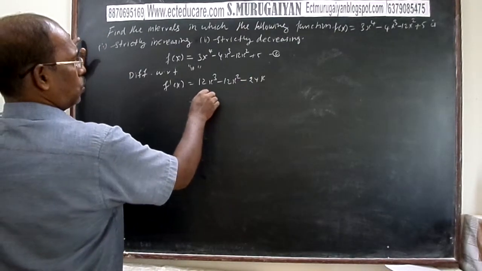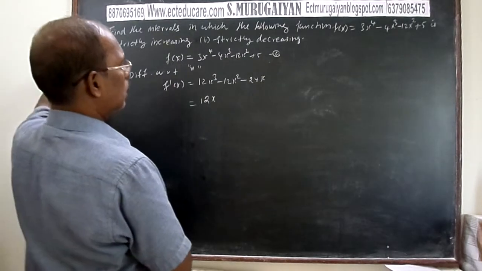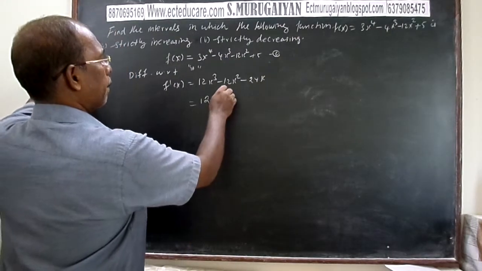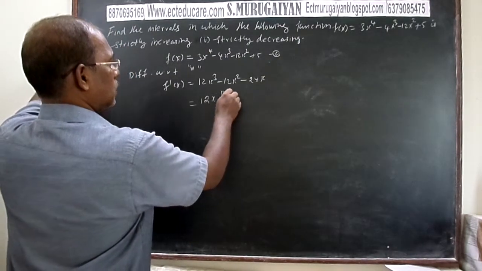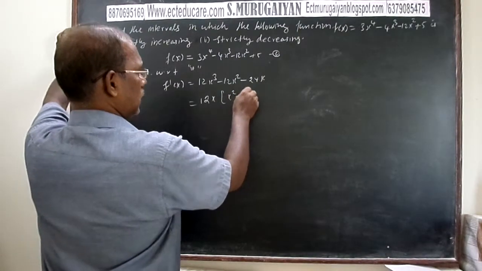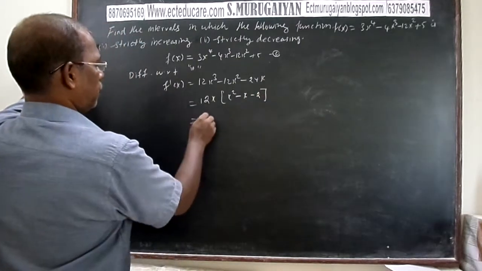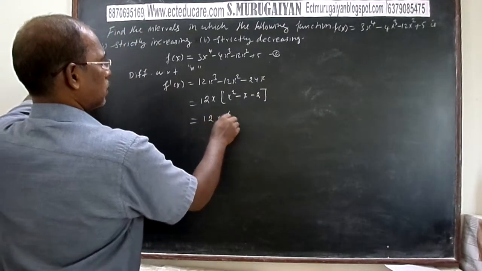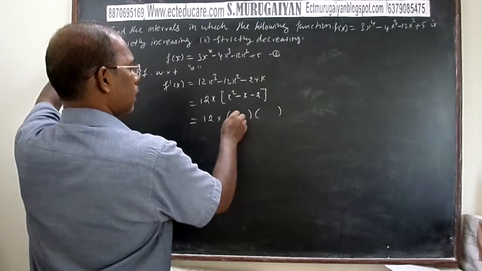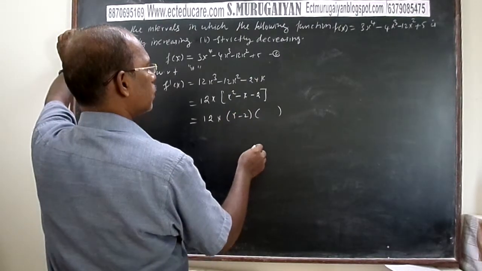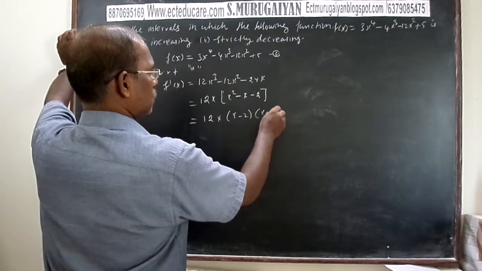Taking out 12x common, we get x^2 - x - 2. On further factorization, (x - 2) and (x + 1).